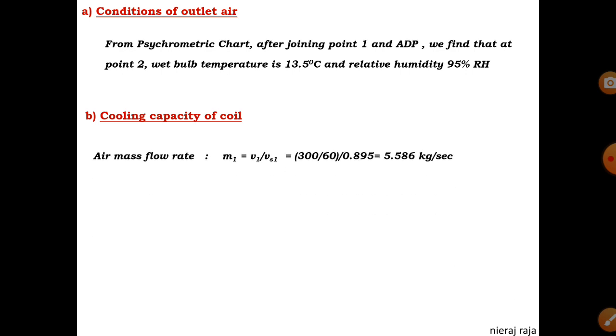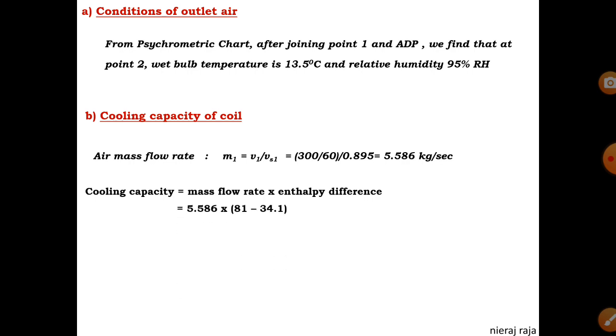After this we'll go for the cooling capacity of the coil. Mass flow rate you can easily calculate. V1 is 300 meter cube per minute. I have divided by 60 to get it in meter cube per second, and VS1 is 0.895. So the mass flow rate, or the amount of mass of air flowing, is 5.586 kg per second. Cooling capacity, as we have calculated before also, is mass flow rate multiplied by enthalpy difference. So with the enthalpy at point number 1 and enthalpy at point number 2, we got the cooling capacity as 262 kilowatt, or 83 TR, dividing that by 3.516.